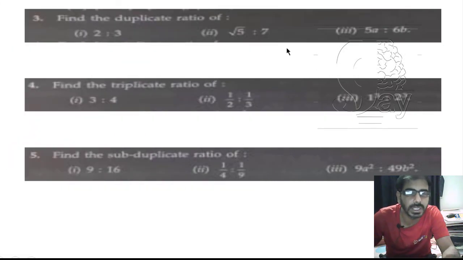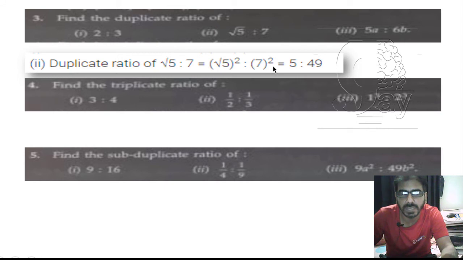We have question number 3. Find the duplicate ratio. That's very simple. Duplicate ratio is actually taking the square of the numerator and the denominator. So we have chosen the second one. Duplicate ratio of root 5 is to root 7. So we took square of root 5 and square of root 7. So that's 5 is to 7.